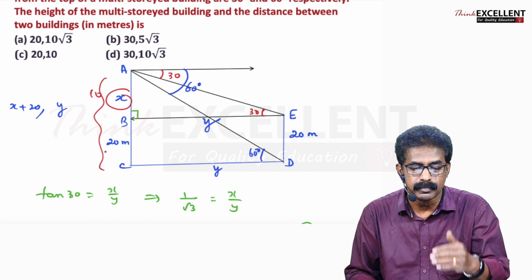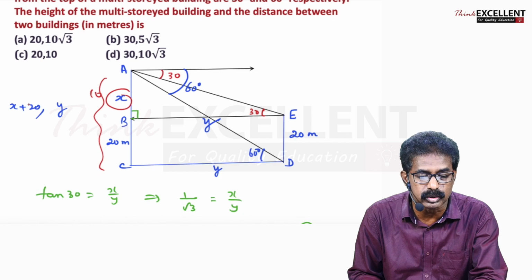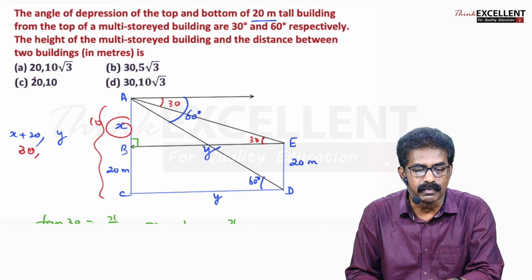So what's the full height? 10 plus 20, it is 30. So the first part answer is 30. So first part it should be 30.